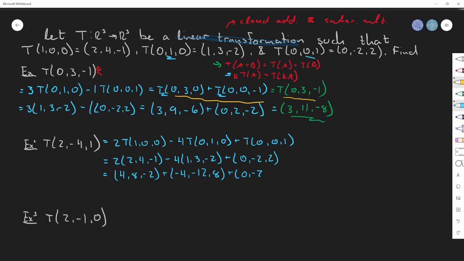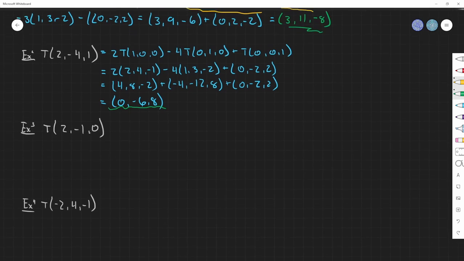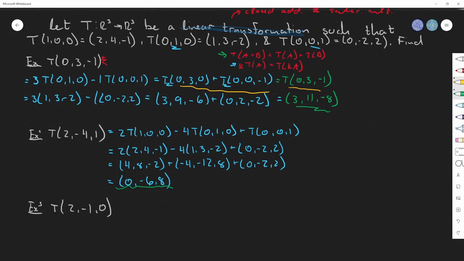Plus, nothing happens here. Now we add. So we got 4 minus 4 is 0, plus 0 is 0. 8 minus 12 is negative 4, minus 2 is negative 6. And then 8 minus 2 is 6, plus 2 is 8. And that would be our answer to the second function or transformation.